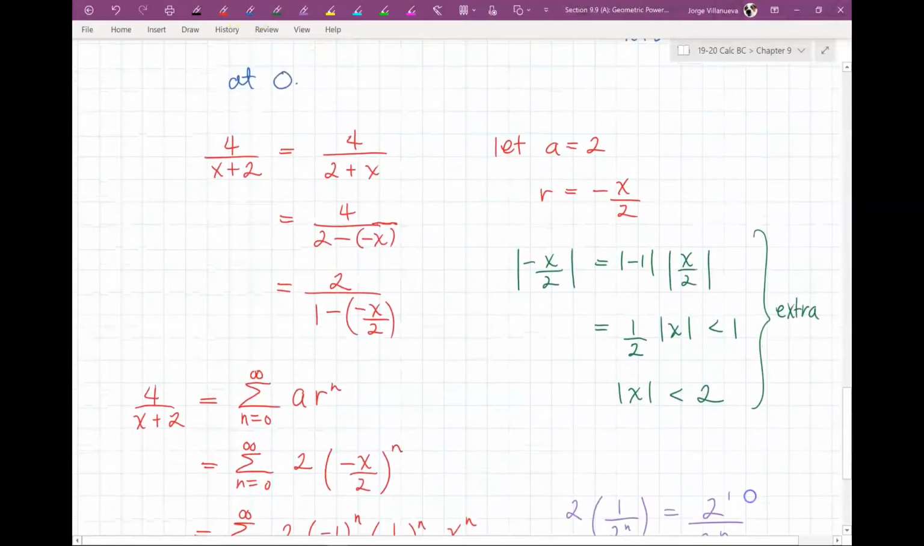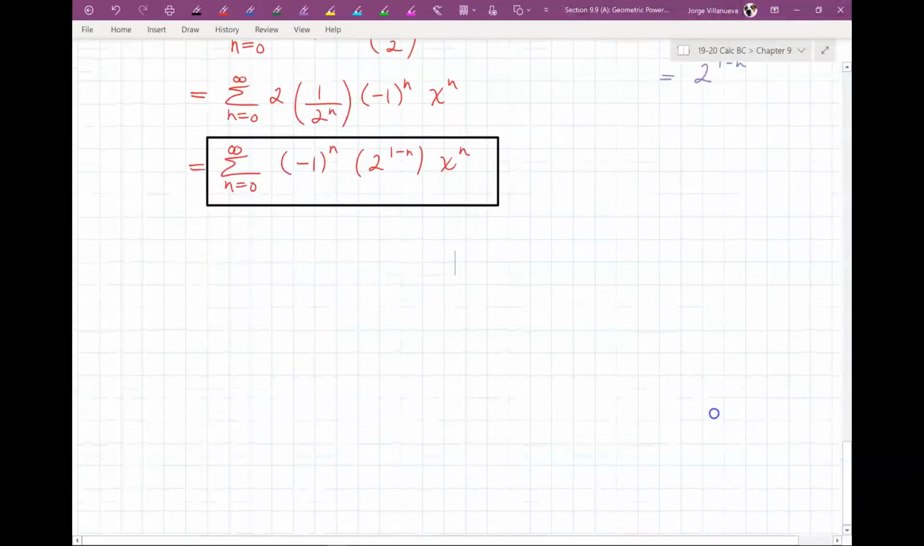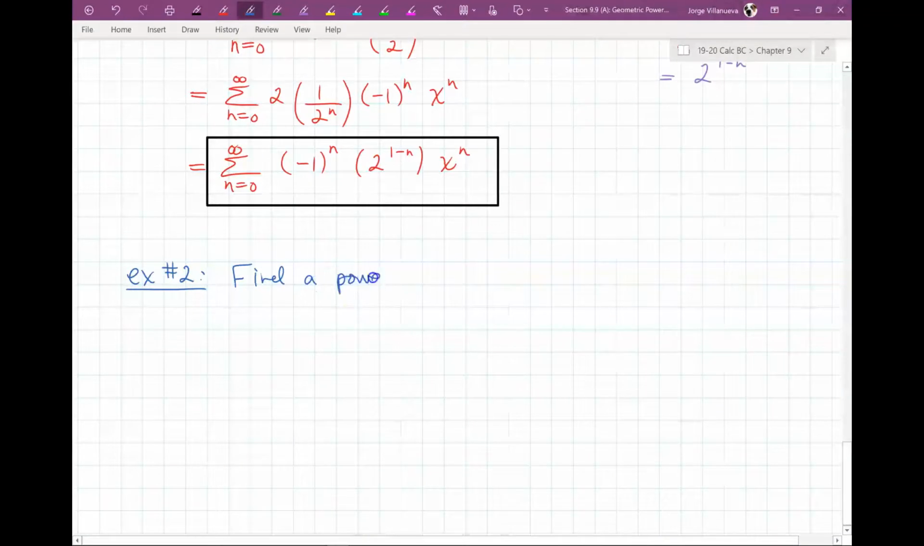So this is going to be example 2, right? So example number 2, even though we've now done what's going to look like 4. So find a power series, and we'll work on this one a little faster, for f of x equal to 1 over x centered at 1.